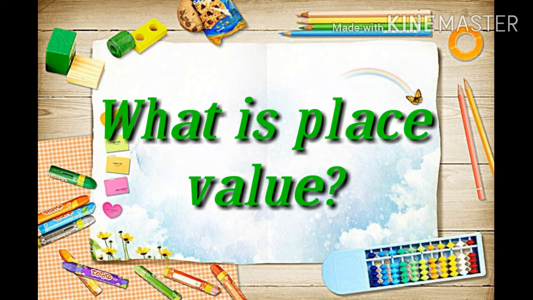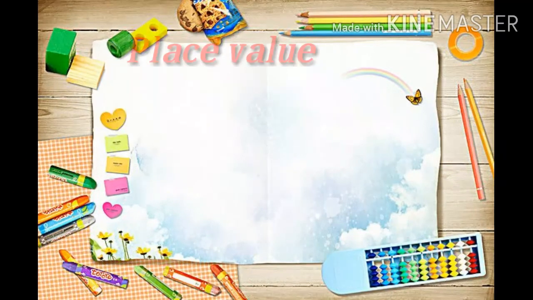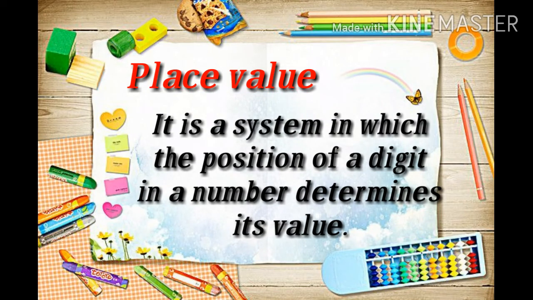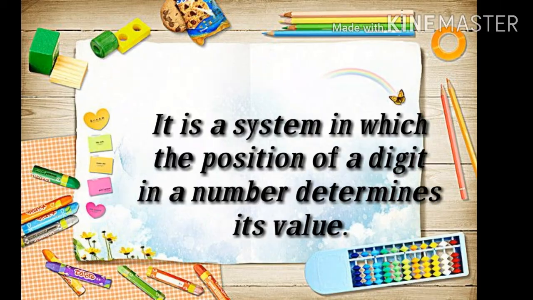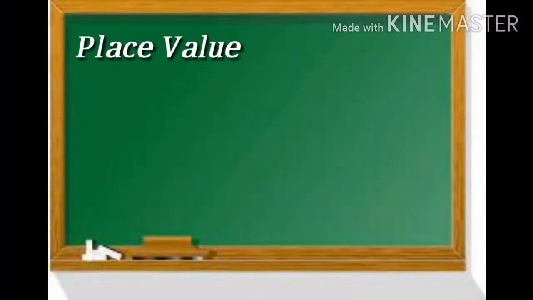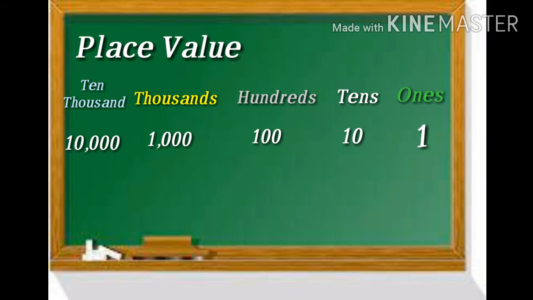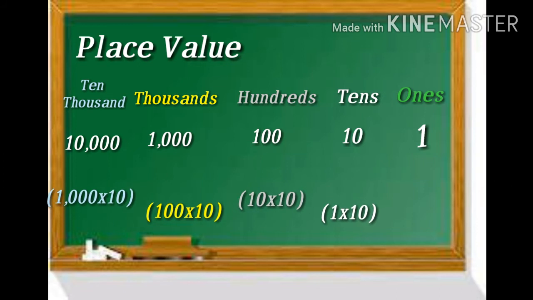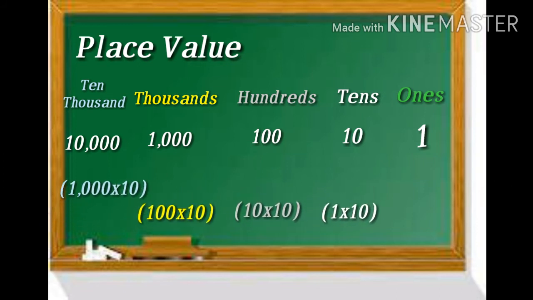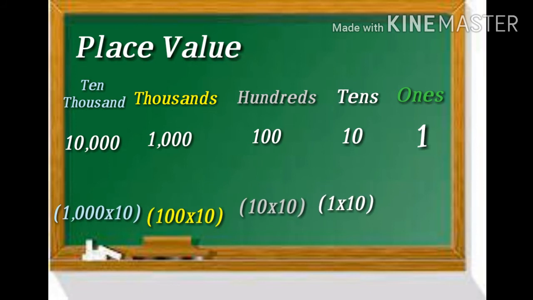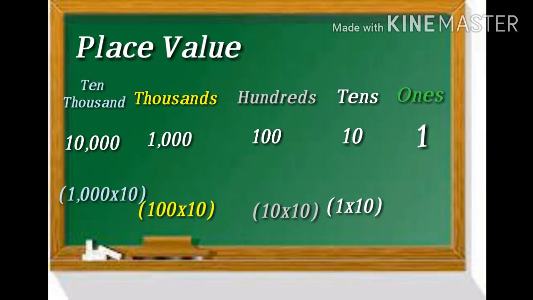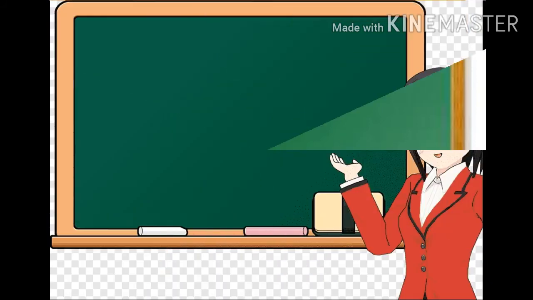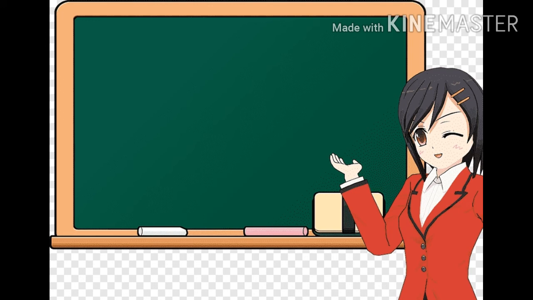What is place value? Place value: it is a system in which the position of a digit in a number determines its value. Observe this presentation. It shows that the place value starting from the right has the smallest value, such as ones, tens, hundreds, thousands, and ten thousands. And take note that the place value of a digit is always 10 times as great as the place value to its right.